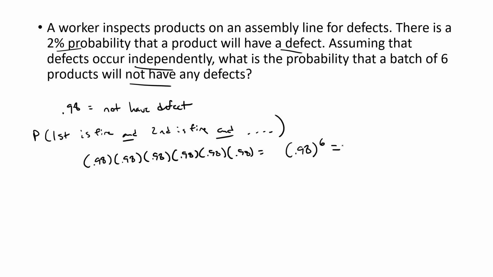Okay, take our calculator, multiply that out, and we get 0.886 if we round off. Okay, so there is an 88.6% chance that you will have 6 products come down the line and none of them will have any defects at all.